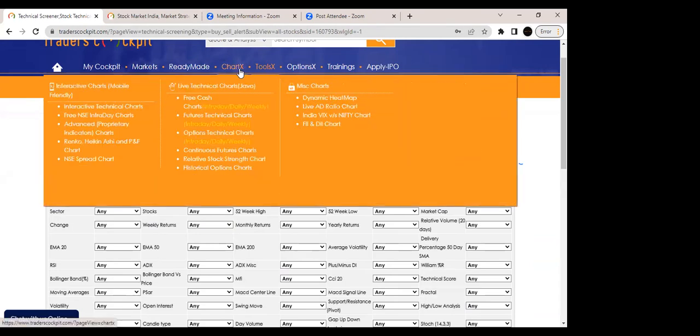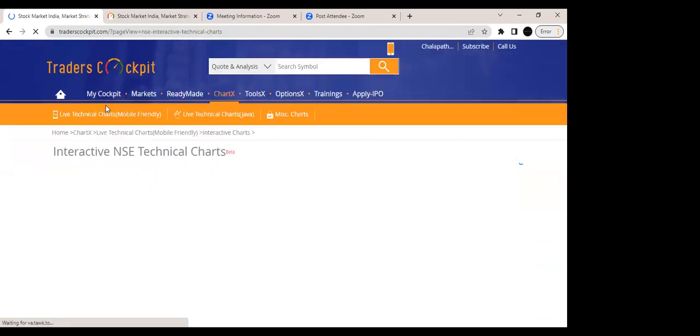Then we'll move to another strategy of the traders cockpit, that is the intraday strategy. We all are fascinated by intraday trading, right? Many of us. So you just go to Chartex and click again on interactive technical charts here.